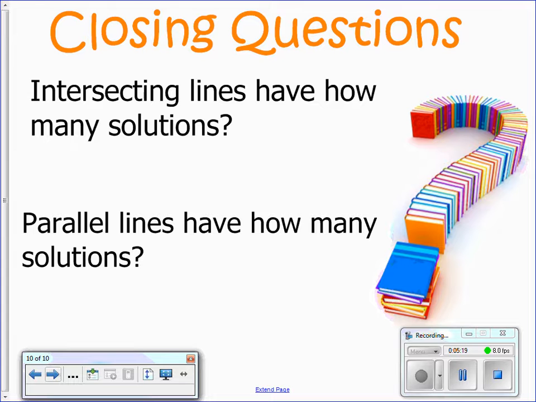So intersecting lines have how many solutions? One. Parallel lines have how many solutions? None.